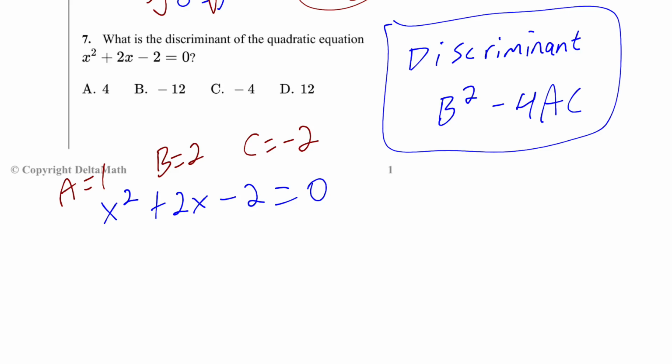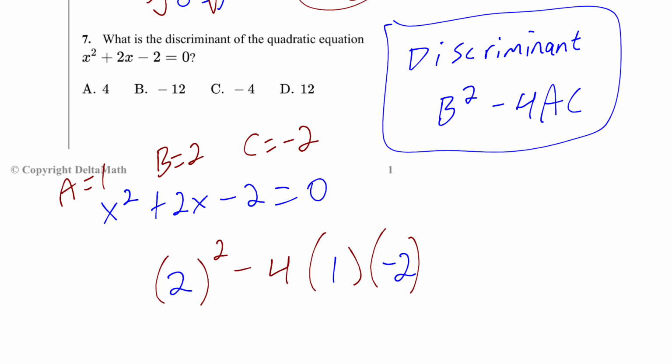So I plug that into my calculator, just like this, making sure I use all the parentheses. And there's a 2 here, and a 1 here, and a negative 2 here. Plugging that into the calculator, I get 12. That's my discriminant, and I choose this.